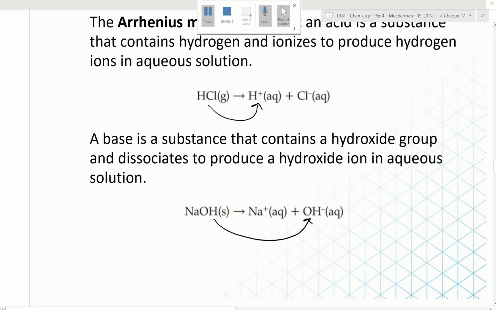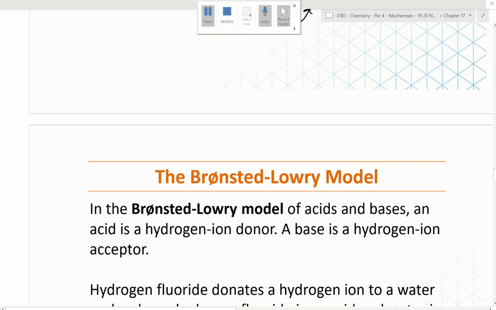It's focused mainly on putting something in water. If you put something in water and all of a sudden there's more H+, it's an acid. If you put something in water and all of a sudden there's more OH-, it's a base.